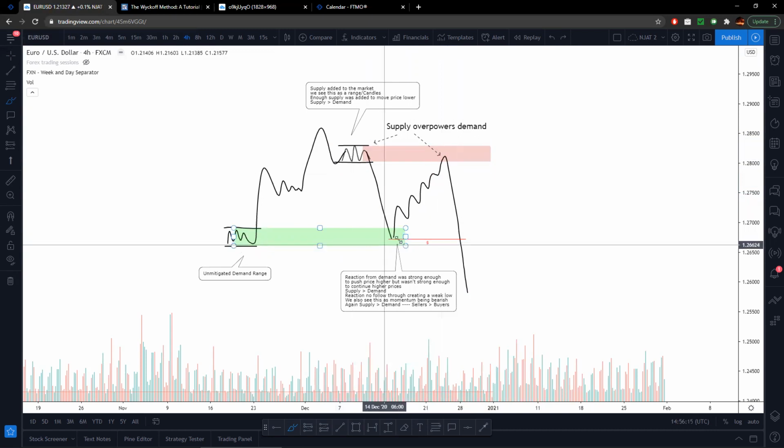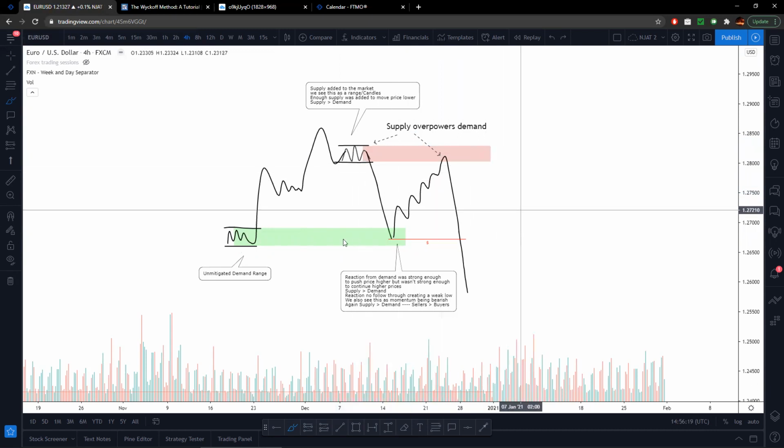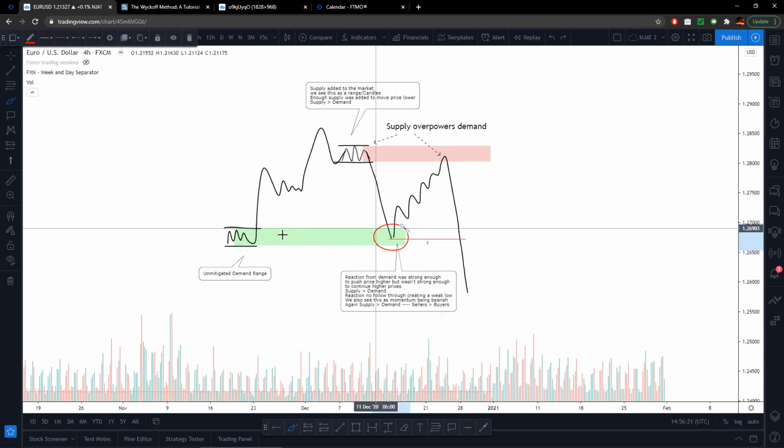So for example, if the momentum's bearish, obviously it just means supply is overpowering demand. Now these become what we call reaction points. Unmitigated ranges, unmitigated OBs become reaction points, right? And these reaction points then create more liquidity.